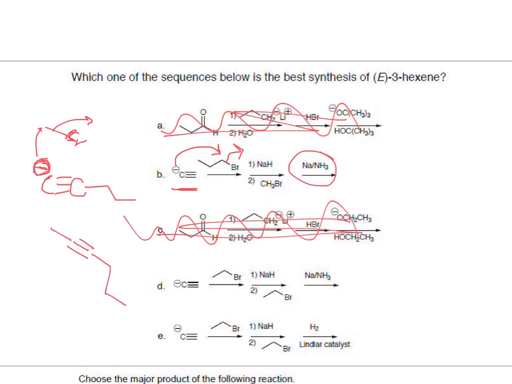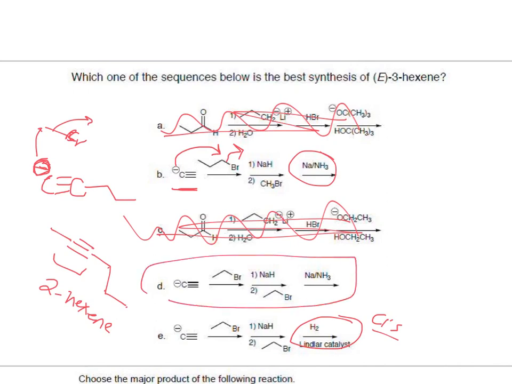So you have 1, 2, 3, 4, 5, 6 carbons, but you're supposed to have a 3-hexene, and it looks like this is going to give you a 2-hexene. So let's see if other sequences would work. The H2 Lindlar's catalyst cannot work because that will give you a cis-alkene. So cis and trans kind of, in this case, will go hand in hand because it's a di-substituted situation. And that leaves us with D.